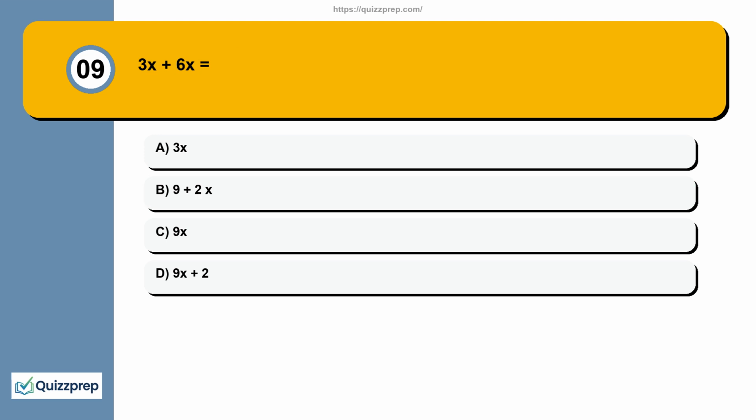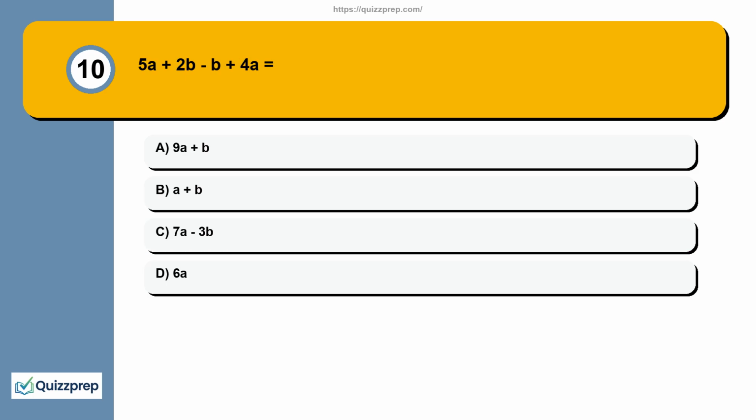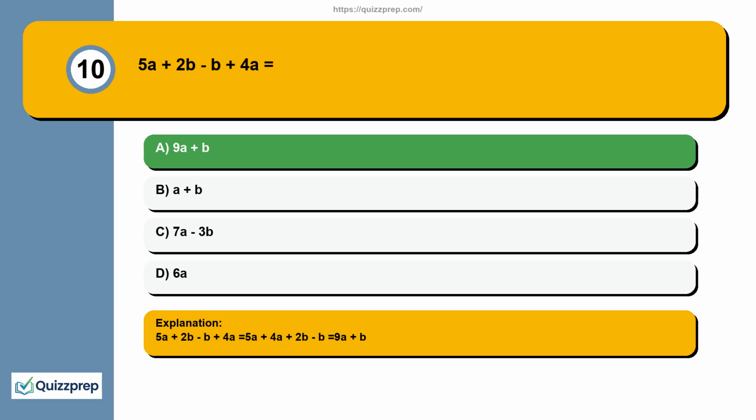Question 9. 3x plus 6x equals: 3x, 9 plus 2x, 9x, 9x plus 2. 3x plus 6x equals 9x. Question 10. 5a plus 2b minus b plus 4a equals: 9a plus b, 7a, 3b, 6a. 5a plus 2b minus b plus 4a equals 5a plus 4a plus 2b minus b, which equals 9a plus b.